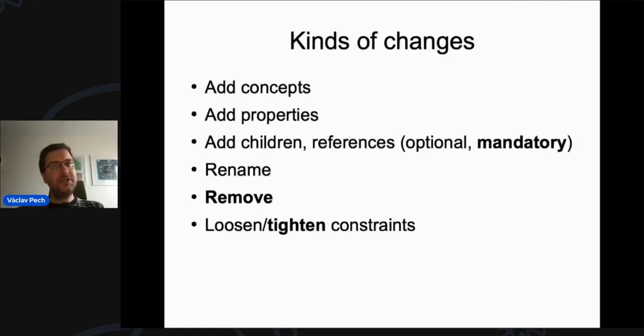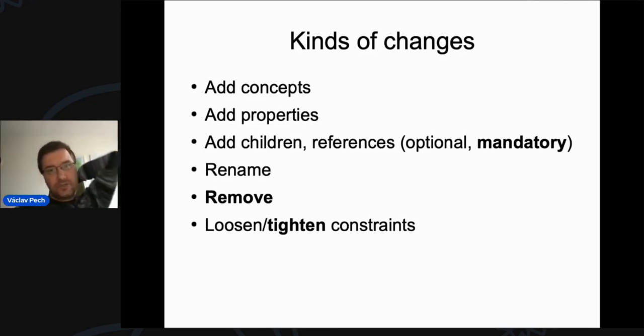There are many kinds of changes you can make to a language, especially in MPS. You can add new concepts, you can add properties, add children, references. These are all fine as long as you keep adding things to the language. Well, then you don't really break models of your users. But if you remove a concept or you remove a property, now you've got models that still use that thing that you've removed, and now you've got broken models. So this has to be done carefully.